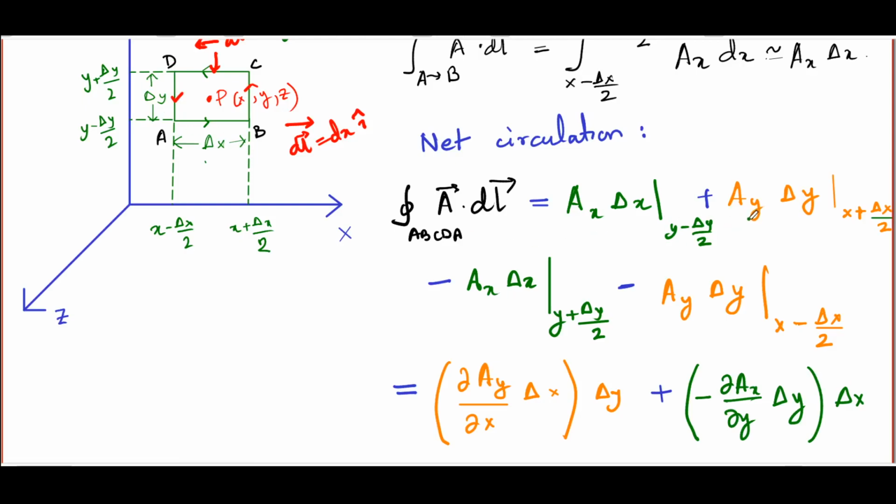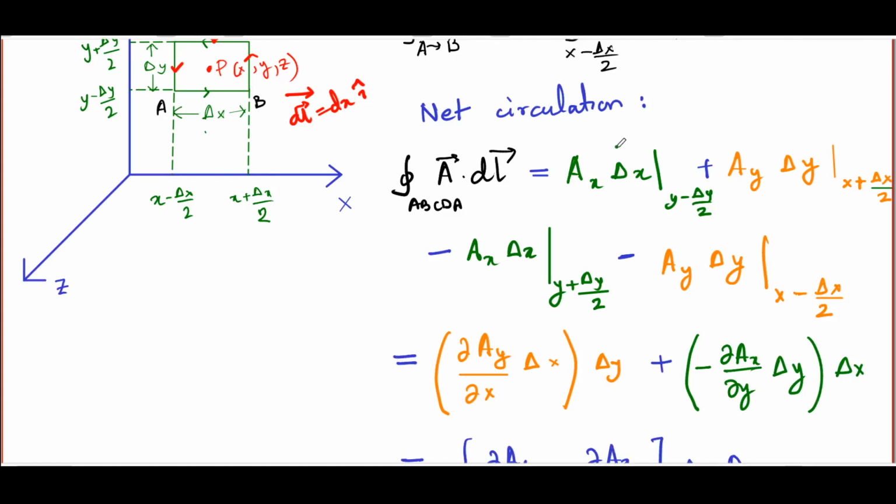So what you get is ay's change when you change x from x plus delta x by 2 to x minus delta x by 2, or rather the other way around. And that is simply del ay del x times the change in x, which is of course delta x. And delta y is just a spectator here. It's just there for the ride. It's an extra factor.